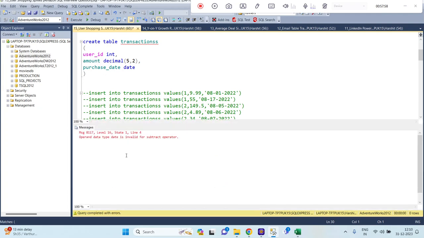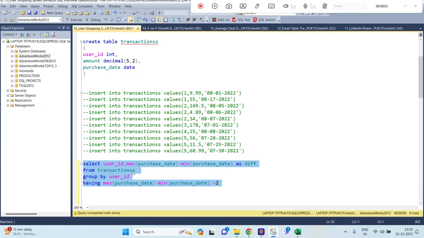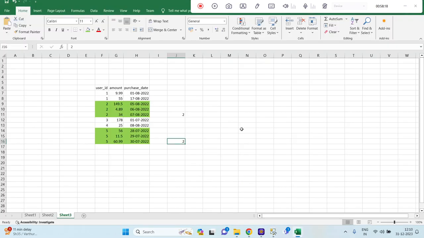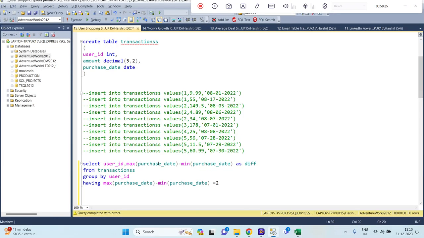No, sir. Invalid operand data types, date is invalid for subtract operator. Date cannot be subtracted. We can do cast of. Okay, what is the date diff function? Why not? 7 and 5, right? Okay. So let me show you another way.